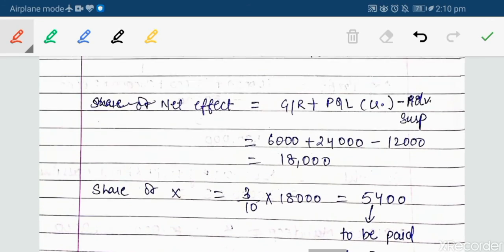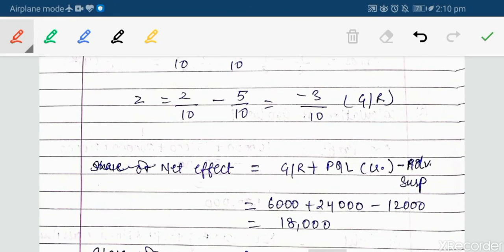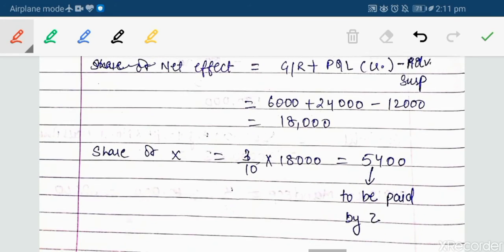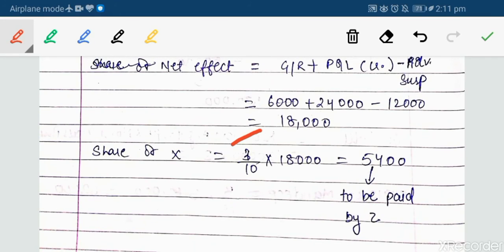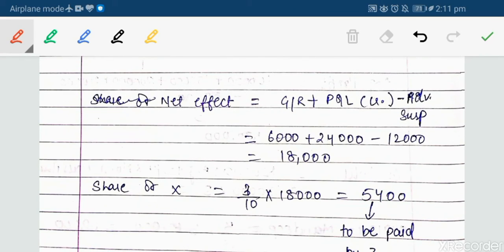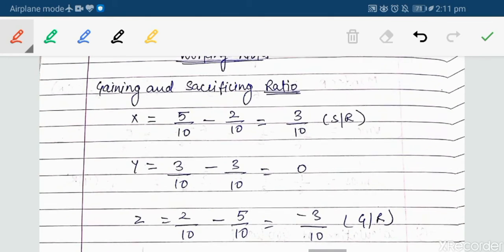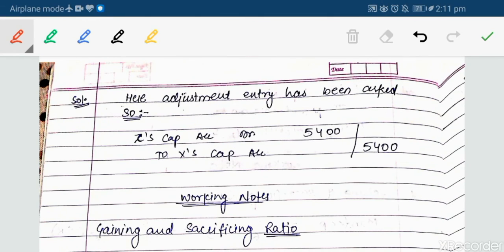We have to find out the share of x, because he is sacrificing a 3 by 10 share. So the share of x is 3 by 10 into 18,000, which comes to 5,400. So the net effect we have to pass. It is to be paid by z, so we will take from z. Taking from z means we will debit z's capital account, and credit x capital account. Z's capital account debit 5,400 to x capital account 5,400.